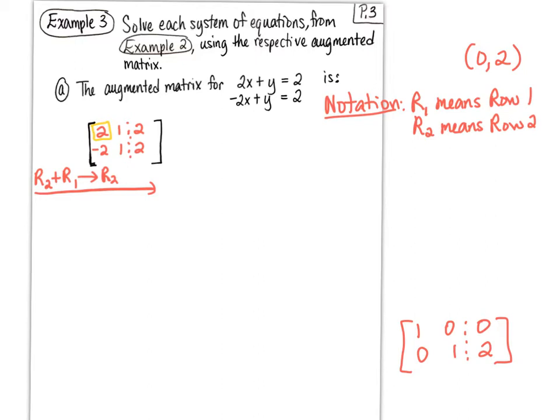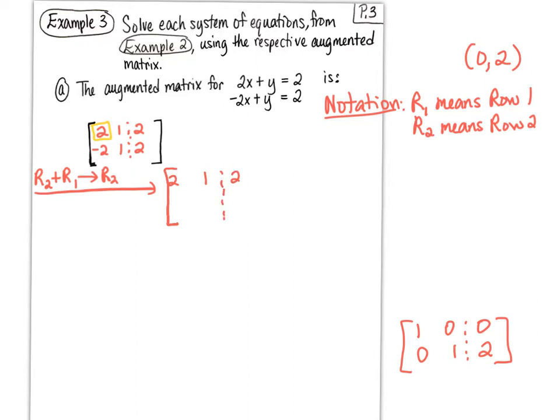Okay? So we start out with row 2 because our goal is to change this to a 0. We're going to say row 2 plus row 1. This arrow means to get a new row 2. So row 2 is changing. Row 1 is not. So row 1 is going to stay the same. So we get 2, 1, 2.